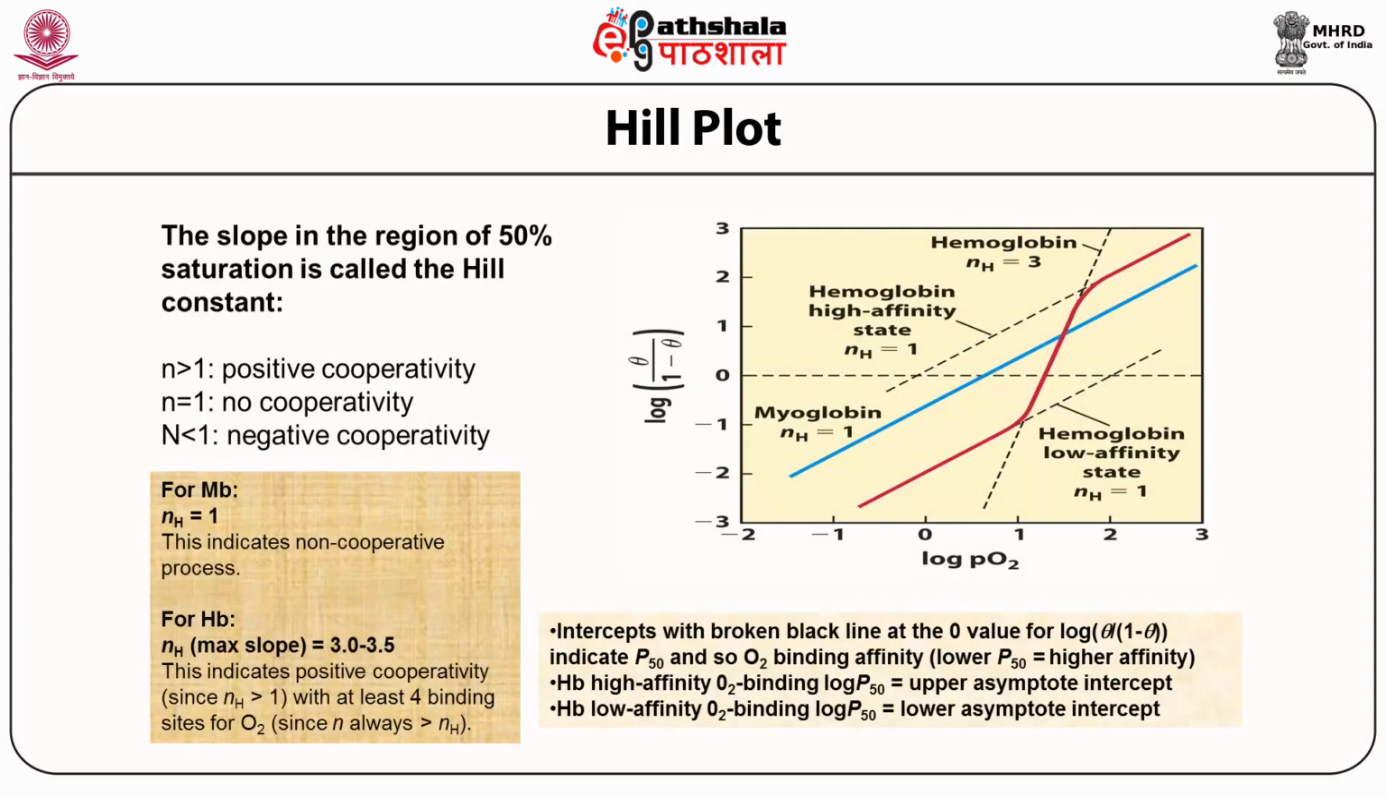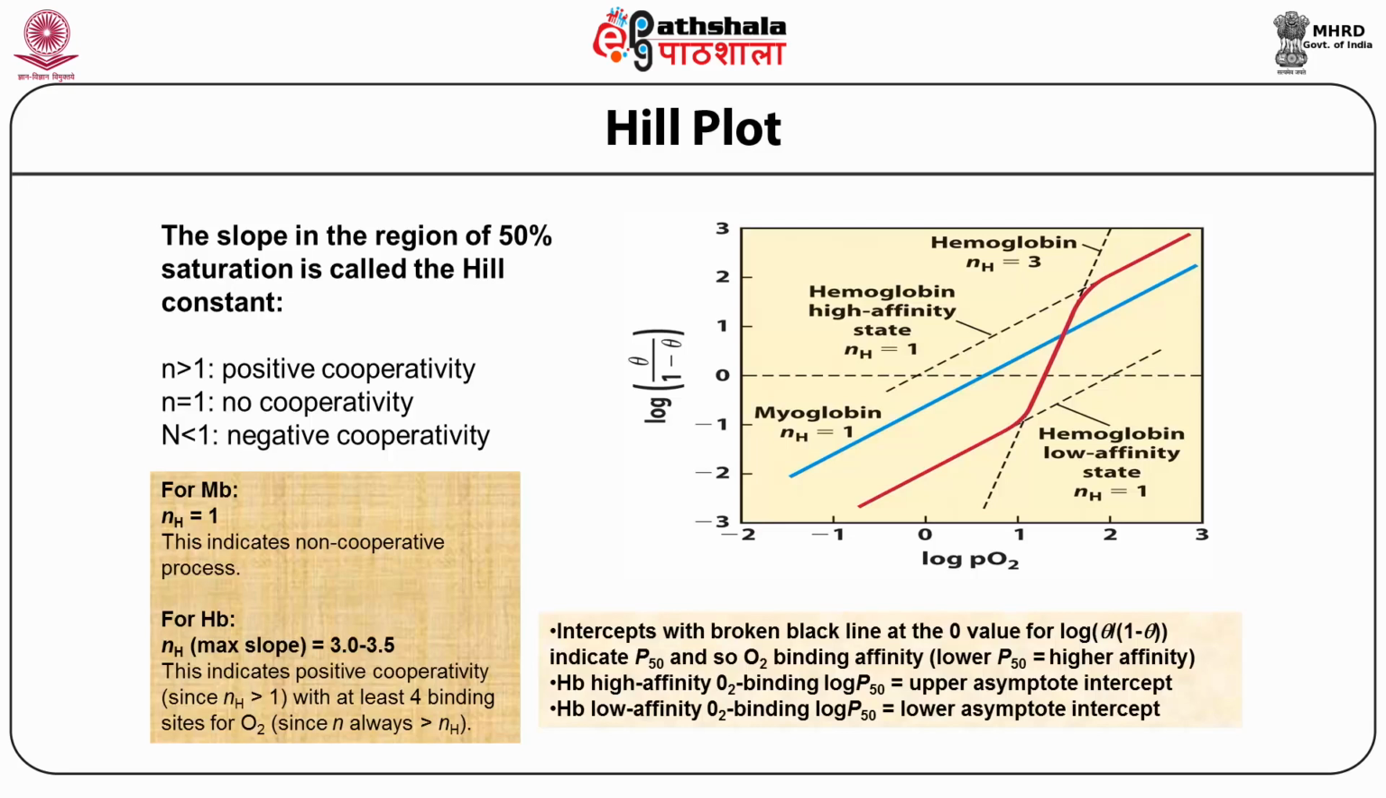Here we discuss the Hill plots. The slope of the region at 50% of saturation is called the Hill constant. Here the log of theta divided by 1 minus theta is plotted versus the log of the partial pressure of oxygen. You can see that, depending on the number of binding sites, the Hill number differs. Myoglobin has nH equal to 1, and hemoglobin in the high affinity state also has 1.